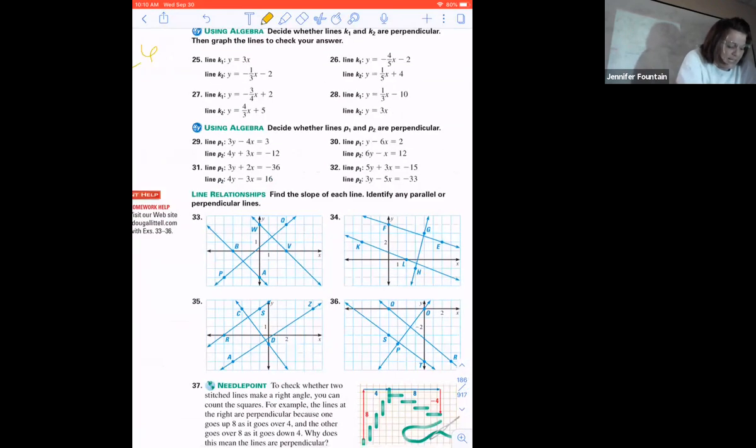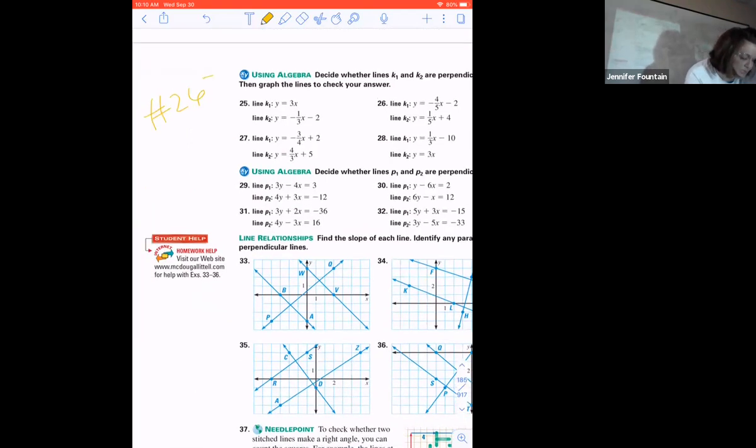The next section, decide whether lines P1 and P2 are perpendicular. You are going to need to solve for y equals mx plus b. Then the next section, line relationships, find the slope of each line, identify any parallel or perpendicular lines. So we will do numbers 26 through 36 evens.